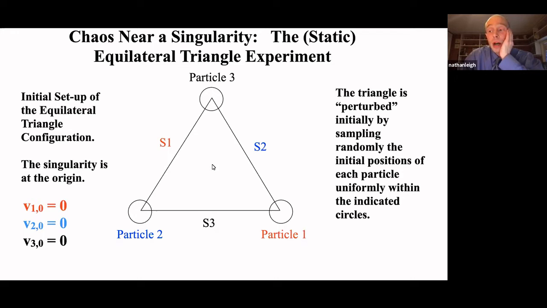gravity. The way that we set up the experiment is we center these circles on the vertices of a perfect equilateral triangle. For each realization or simulation, we sample the position of a new vertex uniformly within this circle, and we do this for all three particles. We then reconstruct the triangle and recompute the lengths of the sides, where S1 is the length of the side opposing particle one, S2 is the length of the side opposing particle two, and so on. We do many realizations of this: in total 10 million simulations, perturbing the triangles.